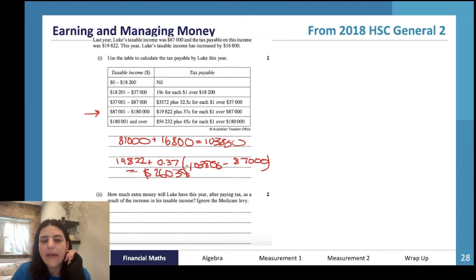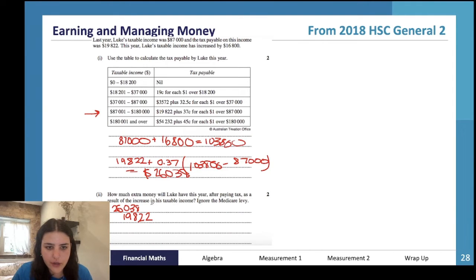And then, how much extra money will he have this year after paying tax as a result of the increase? Ignore the Medicare levy. It's just a minus problem. So last year he paid 19,822. So we want to subtract that from 26,038. 26,038 minus 19,822 gives us a difference of $6,216.